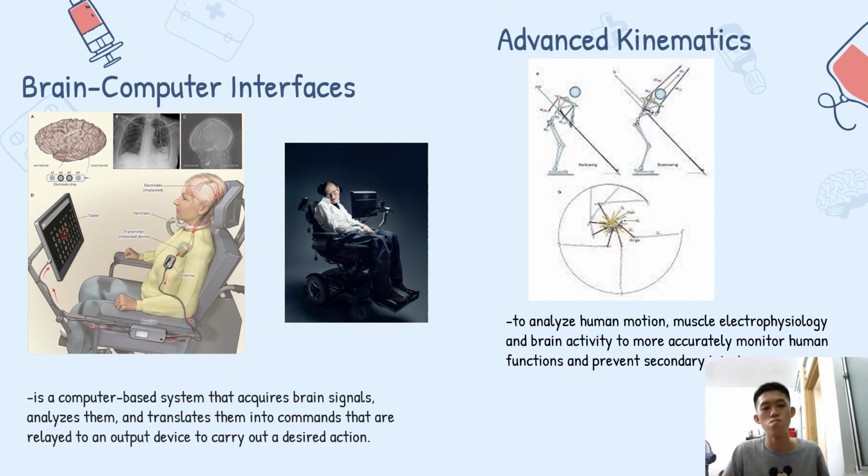And next we have brain-computer interfaces. A brain-computer interface is a computer-based system that acquires brain signals, analyzes them, and translates them into commands that are relayed to an output device to carry out a desired action. The most popular example is Dr. Stephen Hawking, as the figure shown here.